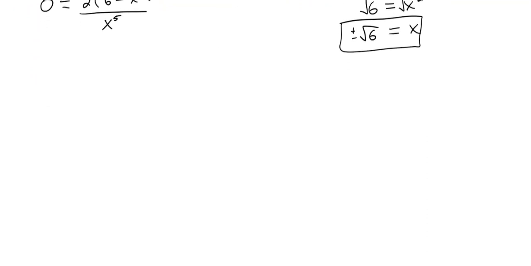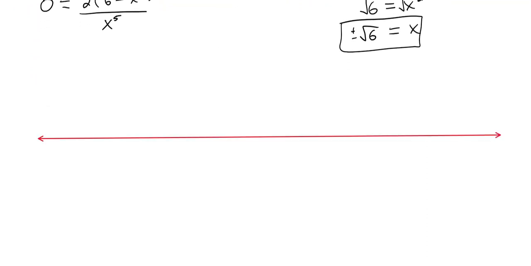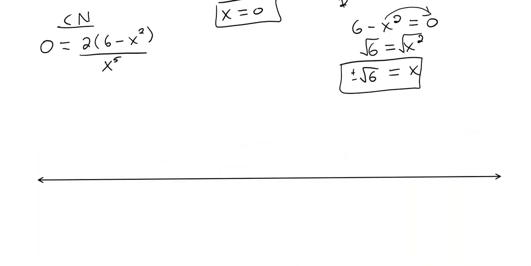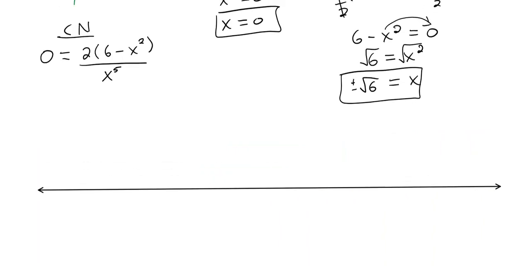All right, so from here, we're going to make a number line. Okay, so there's my number line. And we're going to mark down our critical numbers on the graph here. So I'll put 0 right in the middle. And then root 6, I'll put over here somewhere. So somewhere in there we've got square root of 6. And then somewhere over here we've got negative square root of 6.